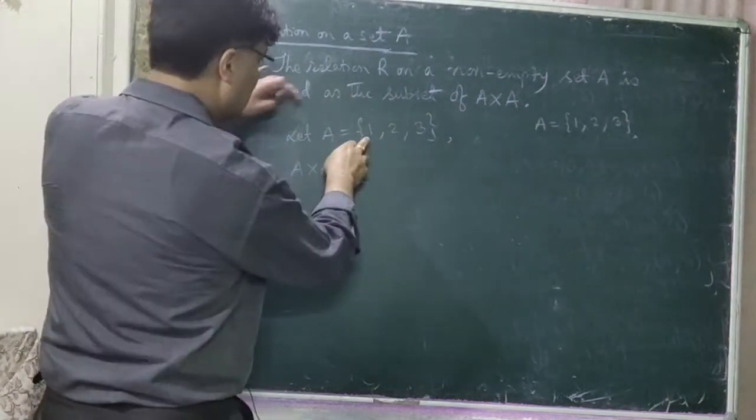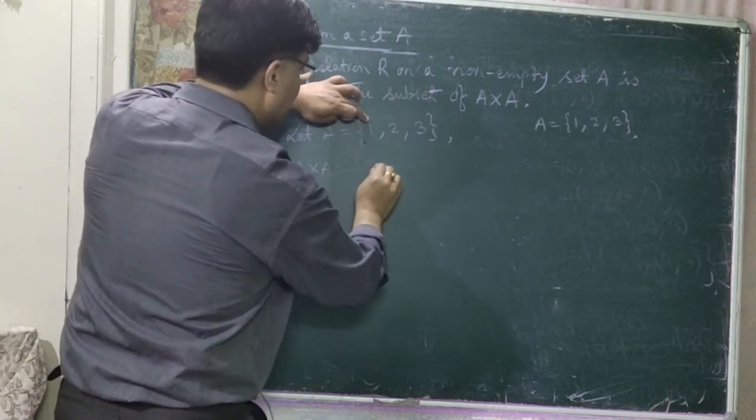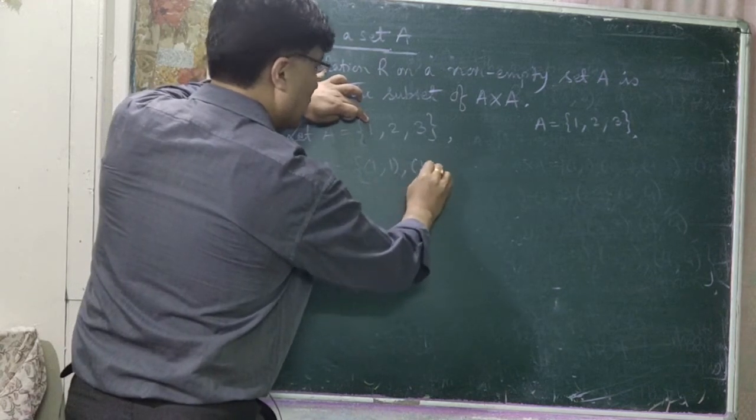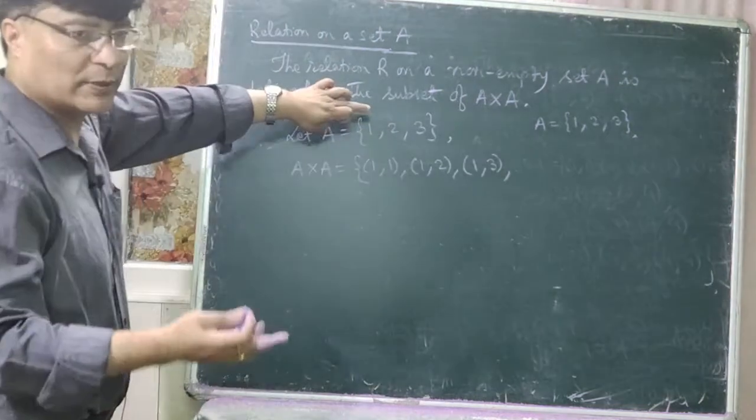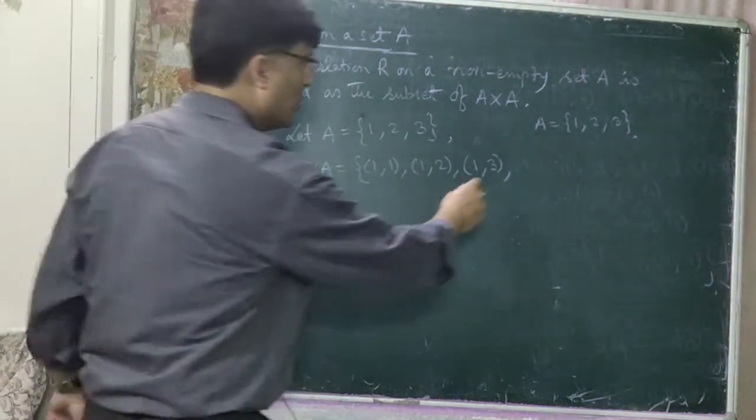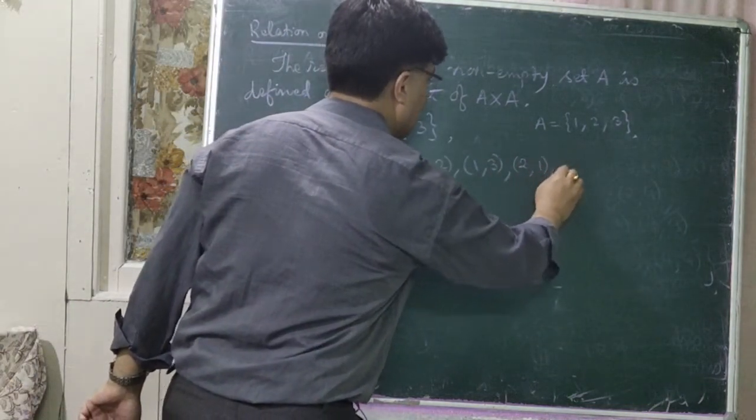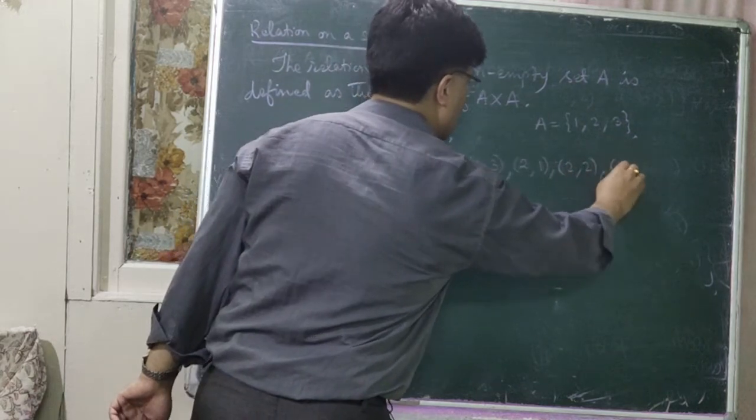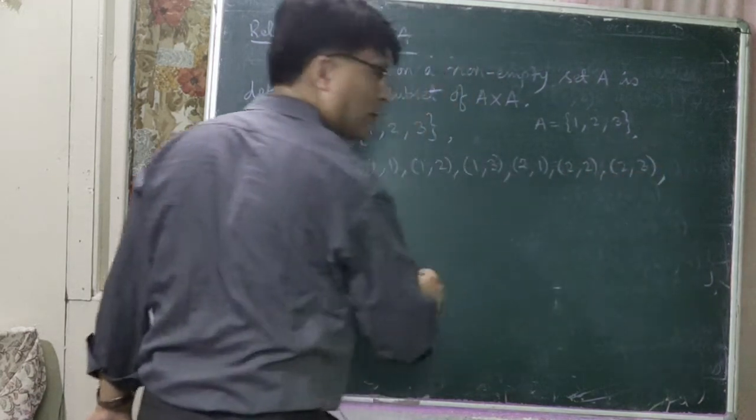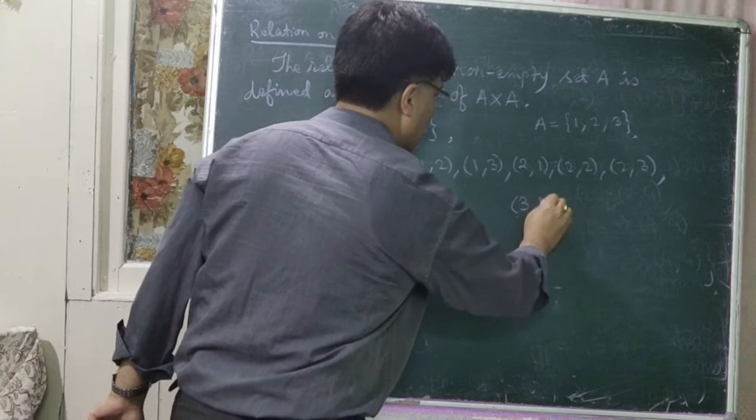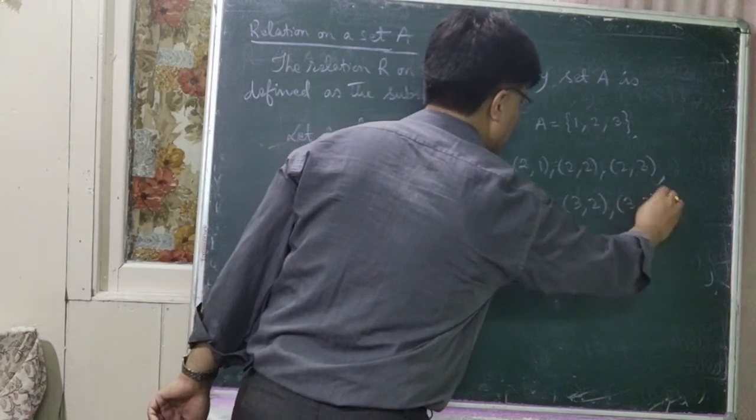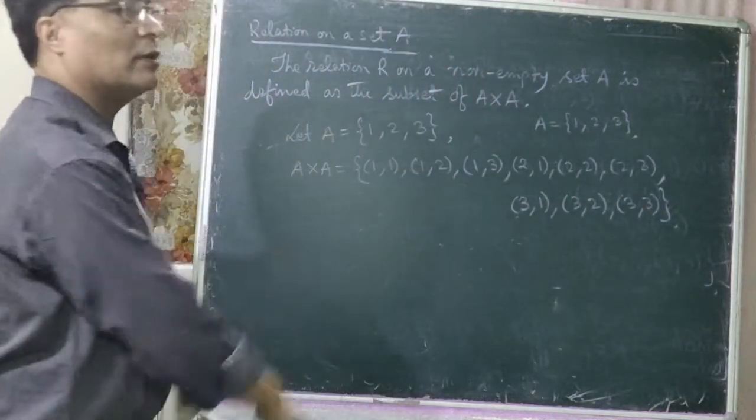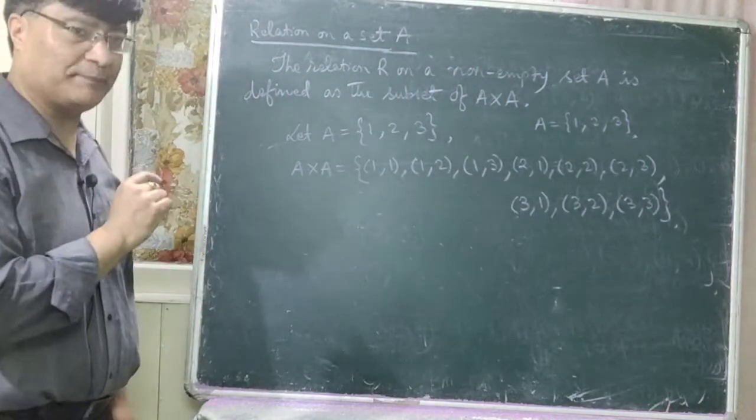What is A cross A? First of all, you take 1: (1, 1), (1, 2), (1, 3). Next possible ordered pairs, (2, 1), (2, 2), (2, 3). Next, (3, 1), (3, 2), (3, 3). So these are the possible ordered pairs of A cross A.